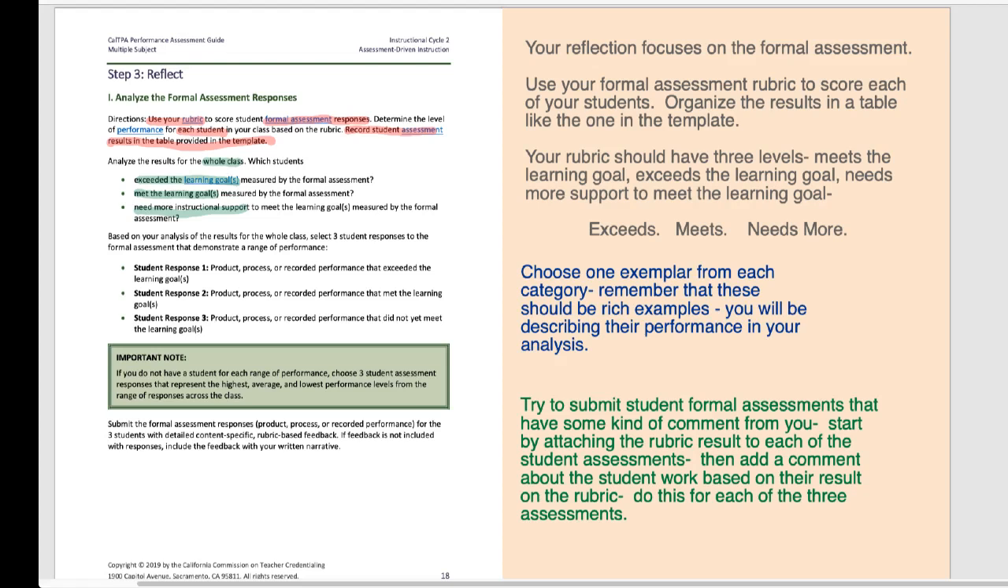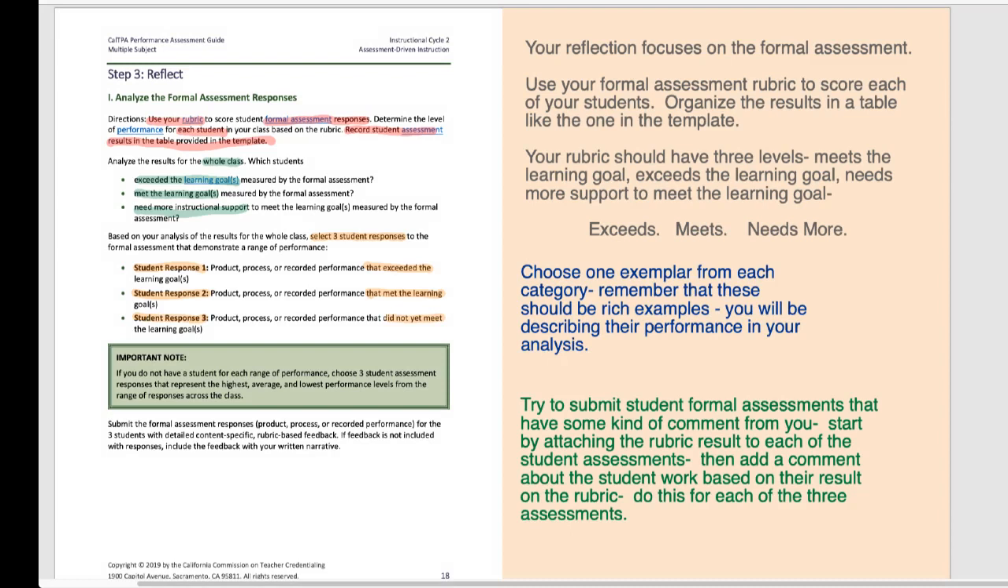The next part is all about the 3 focus students. So based on your analysis of the results of the whole class, select 3 student responses to the formal assessment that demonstrate a range of performances. So you need to have 1 student who exceeded, 1 student who met, and finally a 3rd student who did not yet meet. All right, so that's going to be something you need to select.